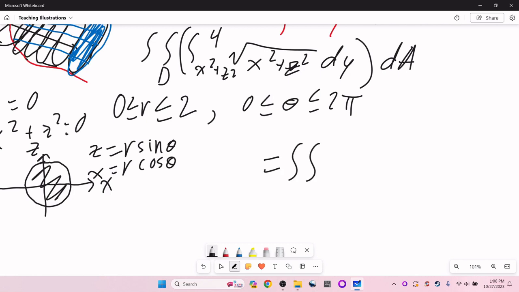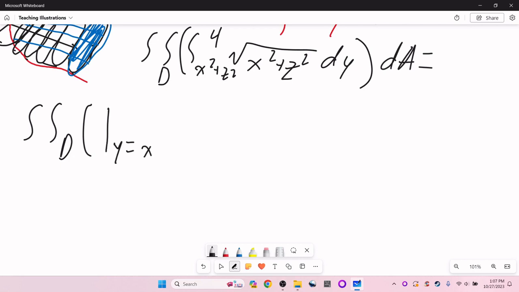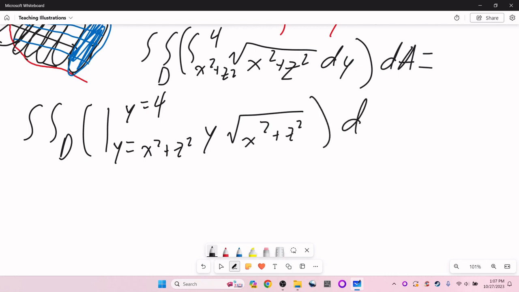Let's do the innermost integral first. Hold on, let's be careful about this. How do we do this? Okay, I'm going to erase some stuff, so copy down if you need to. All right, this first integral is y. The integrand, the thing that's inside the function, has no y's in it, so it's constant. So this first integral is super easy because we'll do the double integral over D, keeping that in the parentheses here, from y equals x squared plus z squared up to y equals 4 of y square root of x squared plus z squared dA.